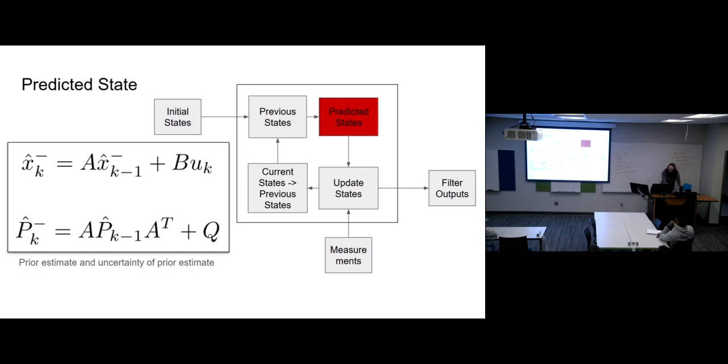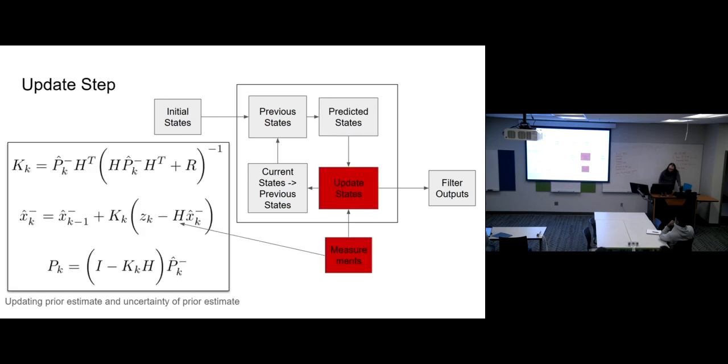And then the second line is the uncertainty. This is a probabilistic function, and it is saying how probabilistically certain of my estimate I am, because this is all a probability scheme at the end of the day. So you have that predicted state, and now you're going to update those states.